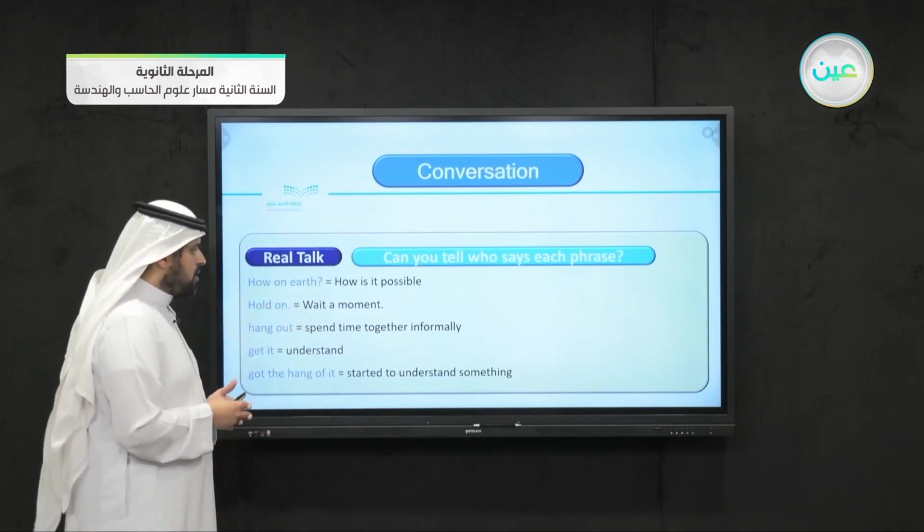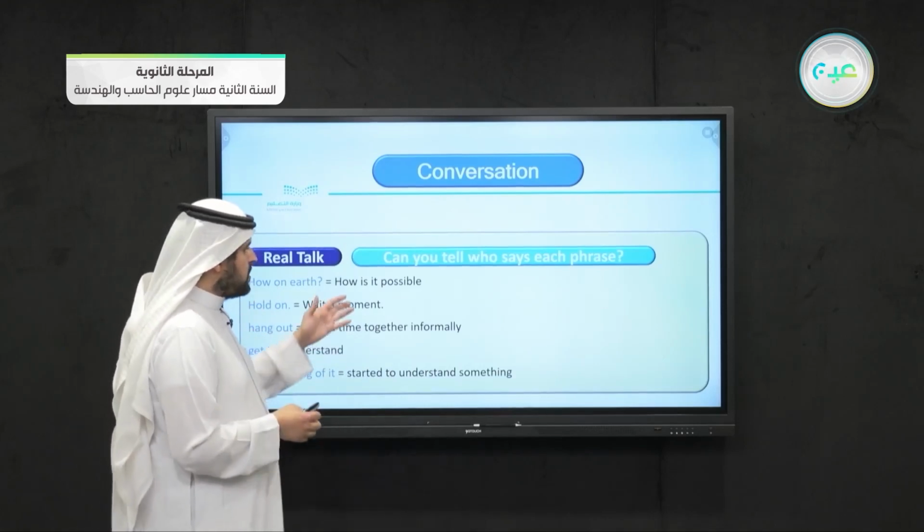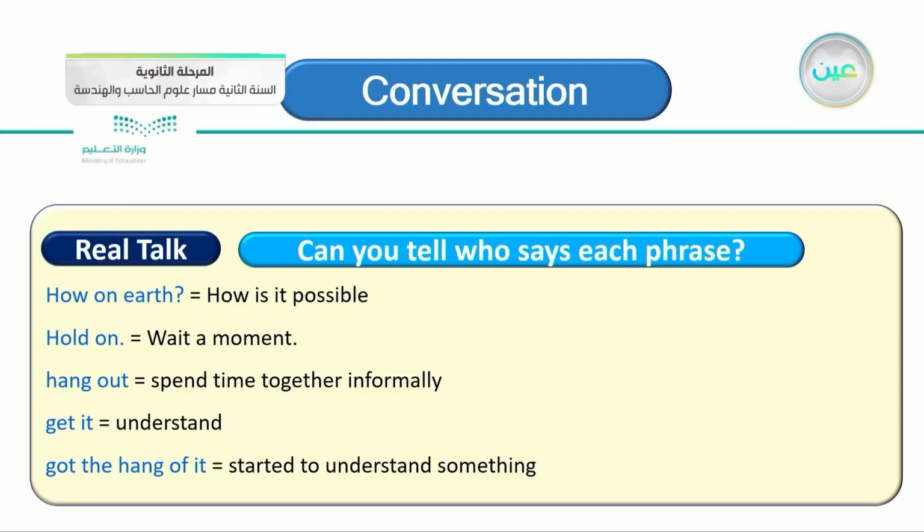So here's the real talk. We're going to learn some of the meanings of these words, but also focus on who says each phrase. While we are learning the words, try to remember who says each phrase. The first one, how on earth? How on earth means how is it possible? When someone is asking you, how on earth did you do that? It means how is it possible? He's wondering.